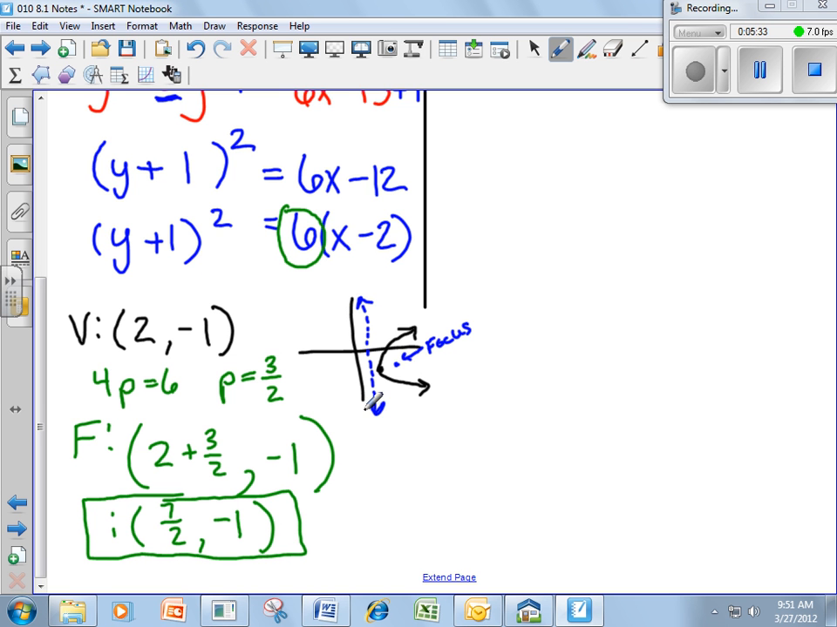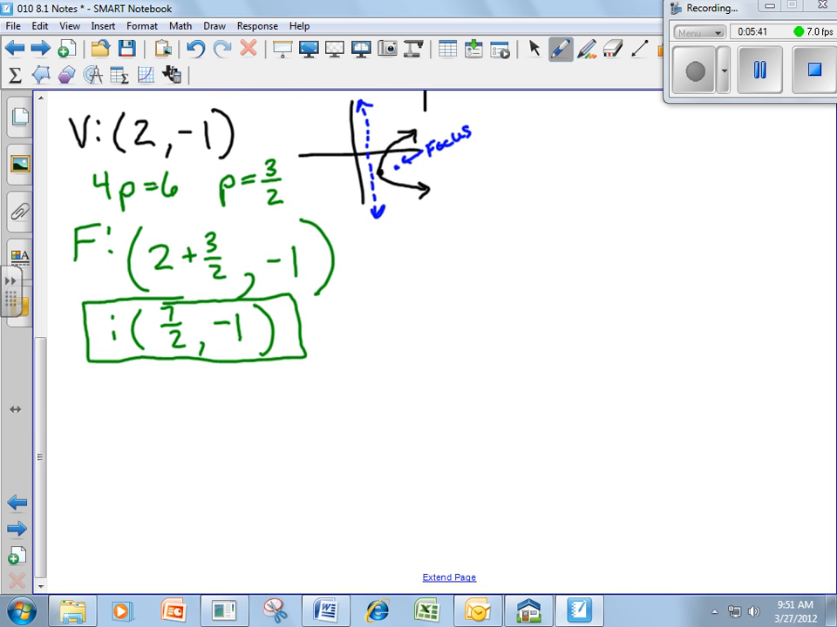My directrix line is actually going to be behind my parabola, and to get that value, I need to look at my x value of the vertex, and instead of adding p, I need to subtract p. So my directrix line, because it's vertical, is an x equals equation, and I need to take that x value of the vertex, 2, and subtract 3 halves, and when I do that, I get x equals 1 half.